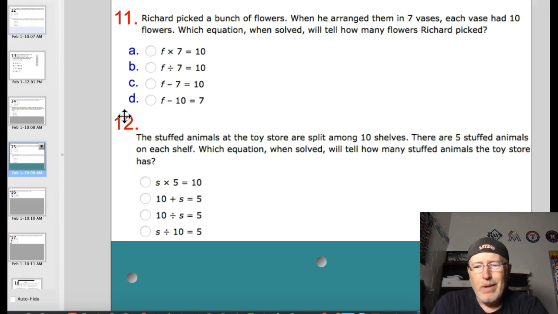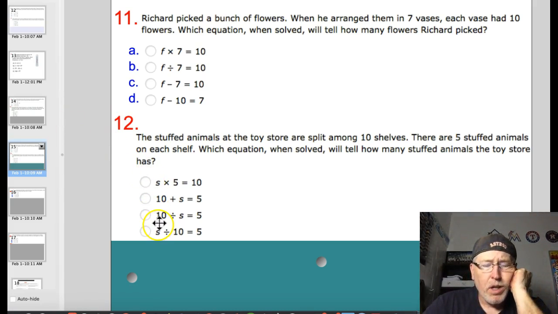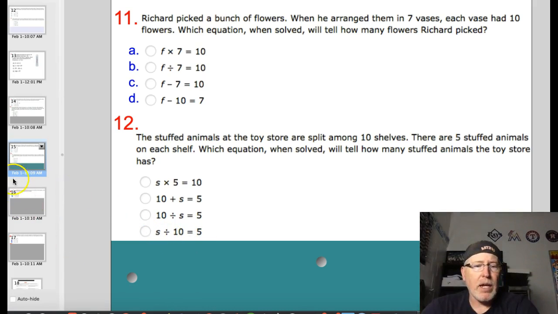Well, 10 shelves, 5 animals on each. 10 times 5, right? So there's 50 animals. So that's multiplication. So let's look at the division. 10 shelves divided by the total number of animals equals 5. What? No. That doesn't make sense. The total number of stuffed animals divided amongst 10 shelves, 5 per shelf. Bing, bing, bing. Right there.